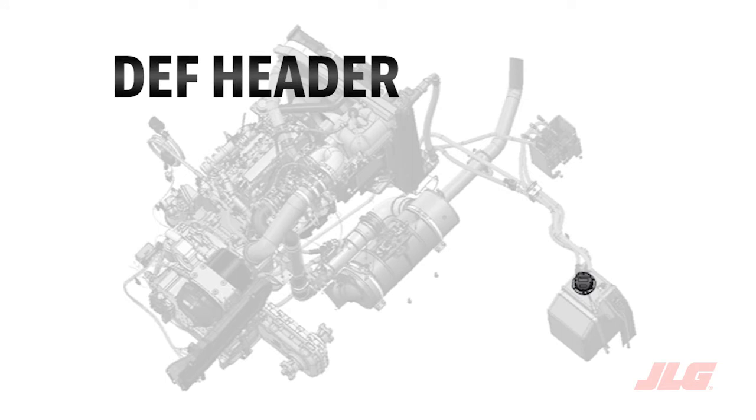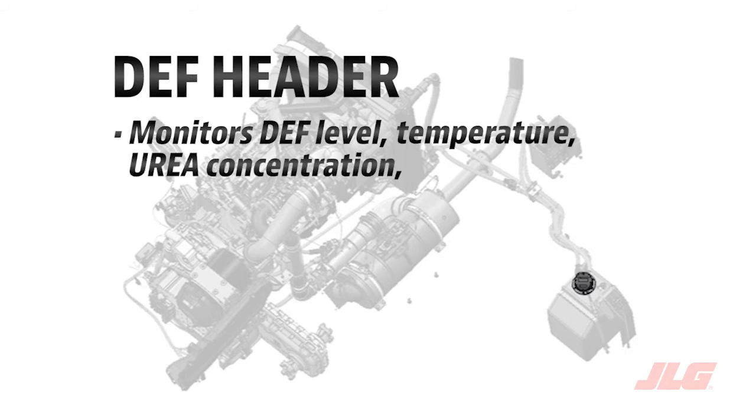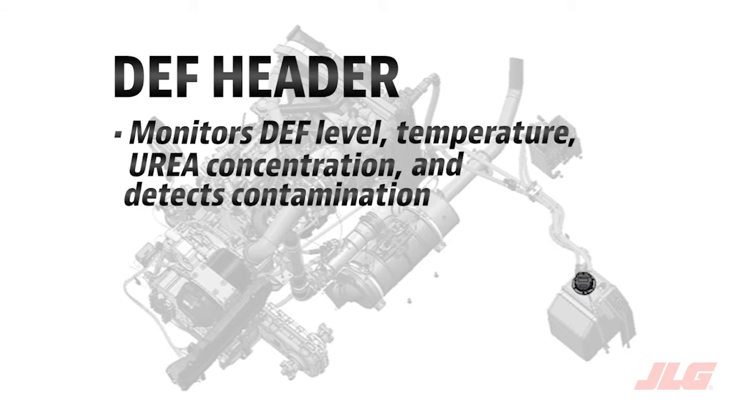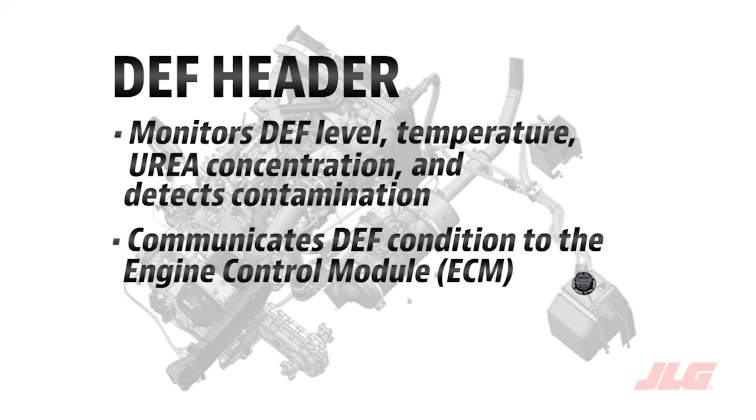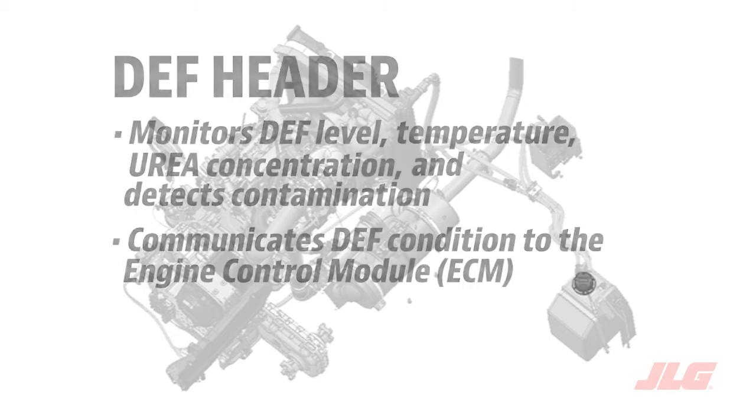The DEF tank has a DEF header mounted to the top of the tank. The primary function of the DEF header is to monitor DEF level, temperature, urea concentration, and to detect contamination. The header communicates DEF condition to the engine ECM. Any of these monitored conditions can influence system operation, and if out of specification, will generate fault codes.